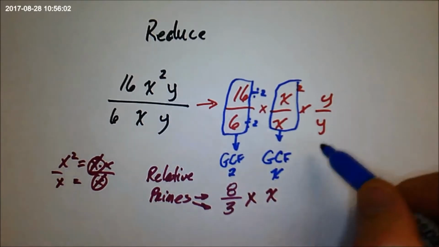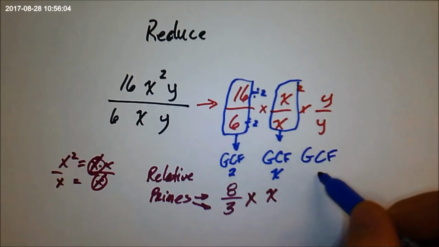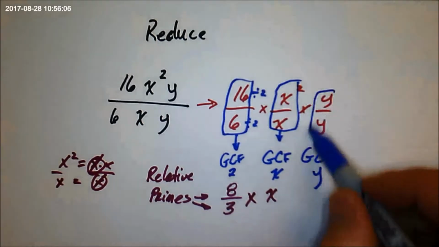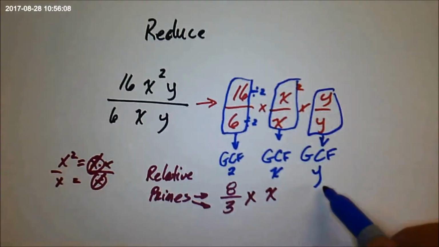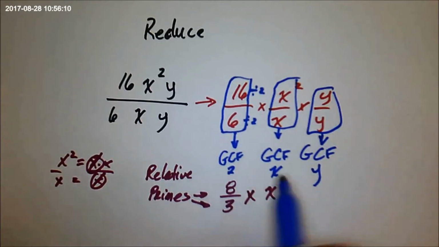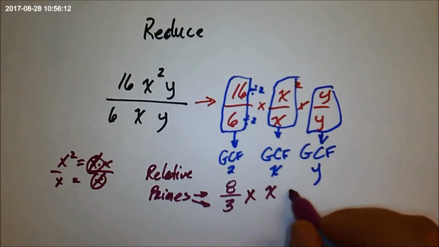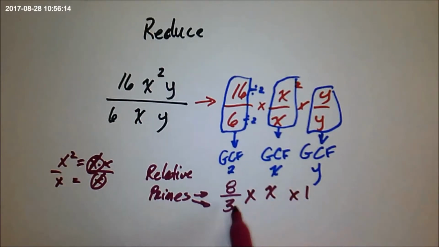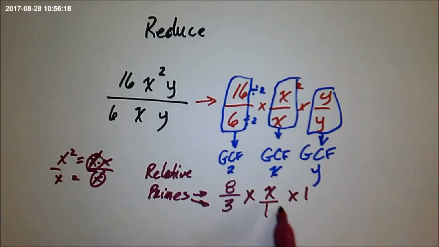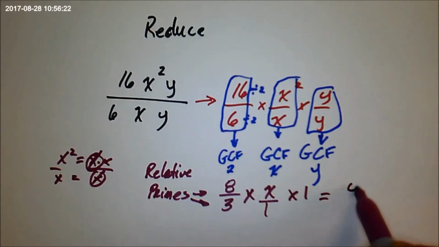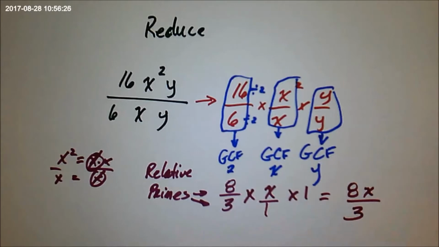And now the GCF of y and y is just y. We can divide that by itself, and that's just times 1, right? The thing that's tricky is that's over 1, and this multiplication sign looks kind of like that variable, but what we have is 8 times x divided by 3.